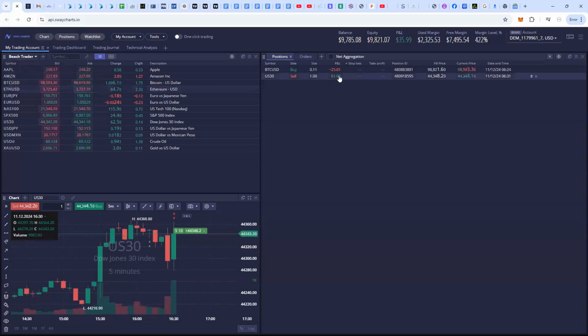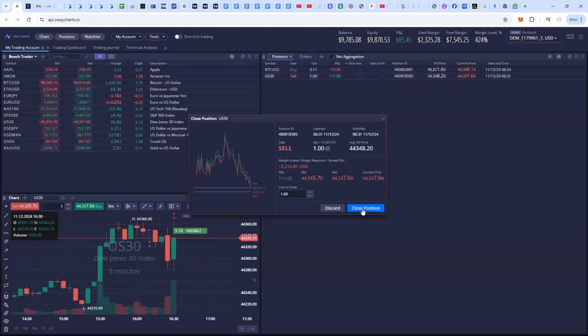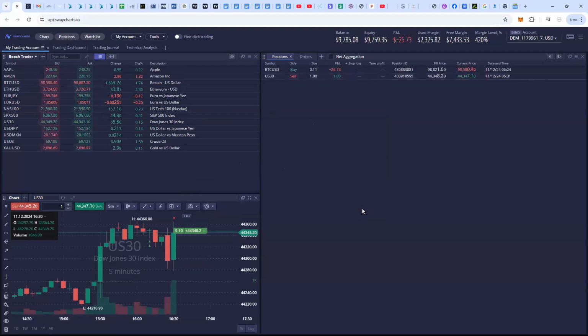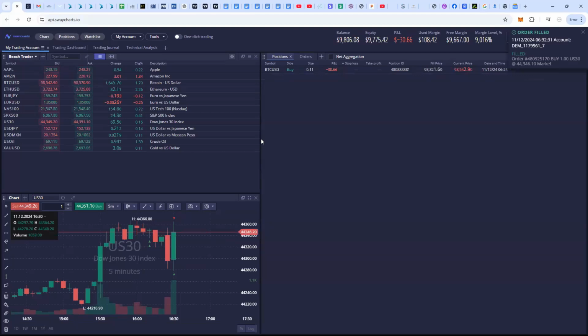So let's look. We're up $61, right? So I'm out of this trade right here at 100. Ooh, it was 100 and something. Started moving back up. All right.